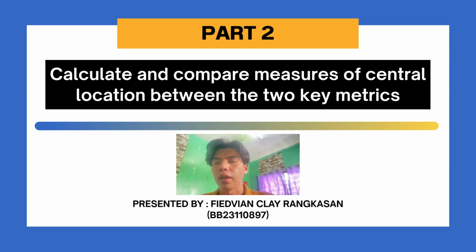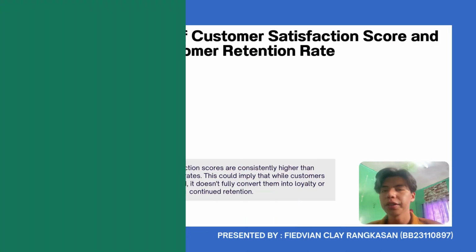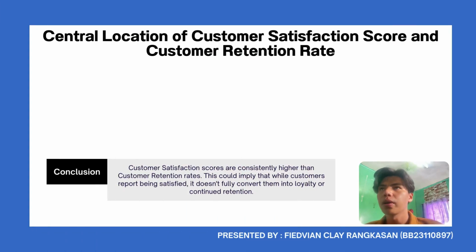BB233030897. Now I will be explaining the question and comparison measures of central location between the two key metrics. The first measurement is the mean. The mean for all the company's customer satisfaction rate is 84.23%, while the mean for all the company's customer retention rate is 74.07%. Here we can see that the company has a customer satisfaction rate higher compared to customer retention rate.